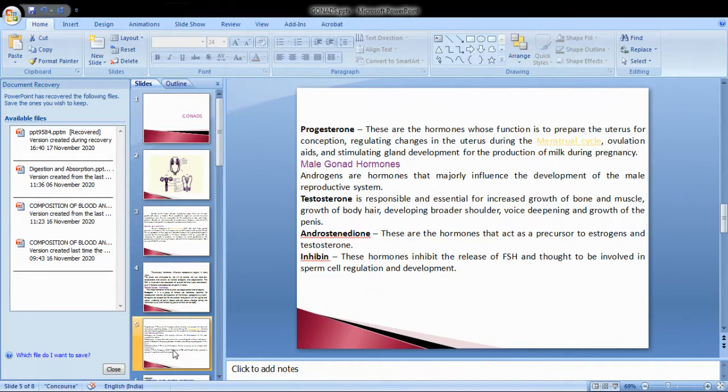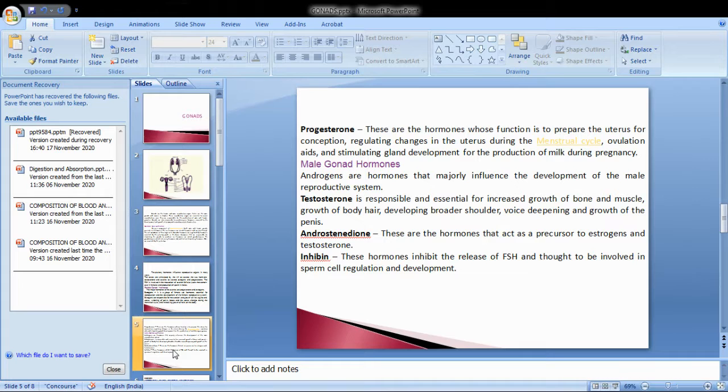It regulates changes in the uterus during the menstrual cycle and ovulation, and stimulates gland development for the production of milk during pregnancy. Now let us discuss male gonad hormones.